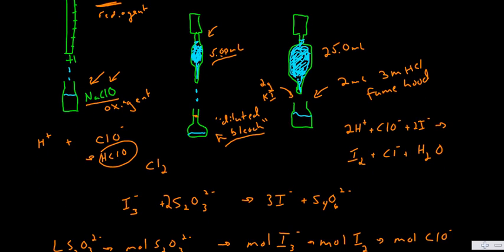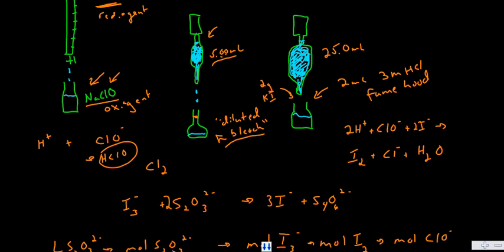You see, in the presence of acid, that hypochlorite will react with the iodide of the potassium iodide, so that it will oxidize the iodide into iodine, and the hypochlorite will be reduced into chloride.